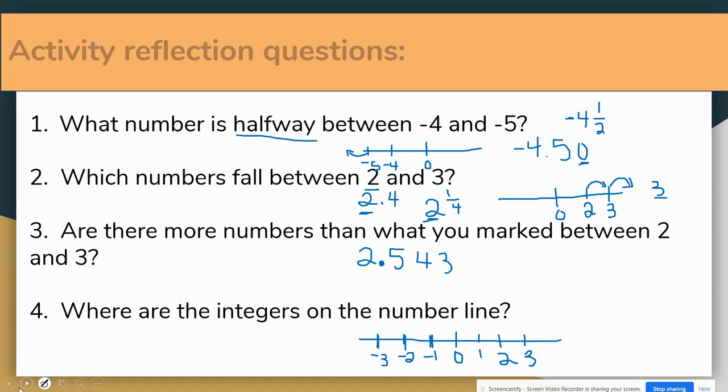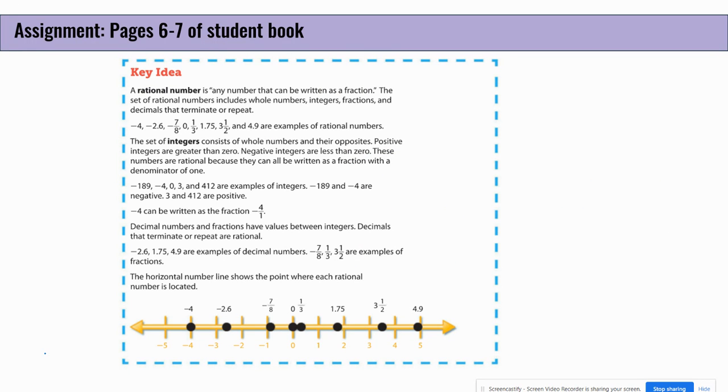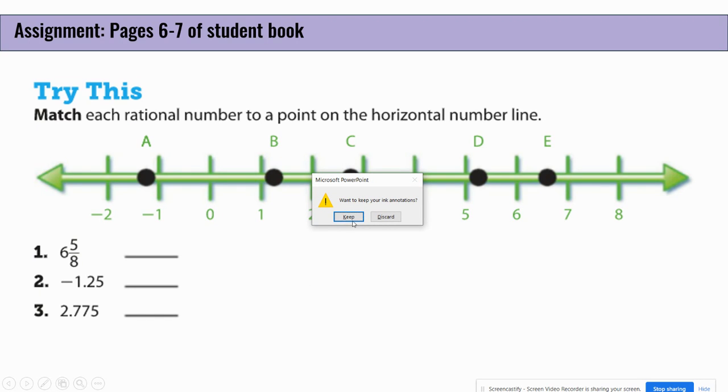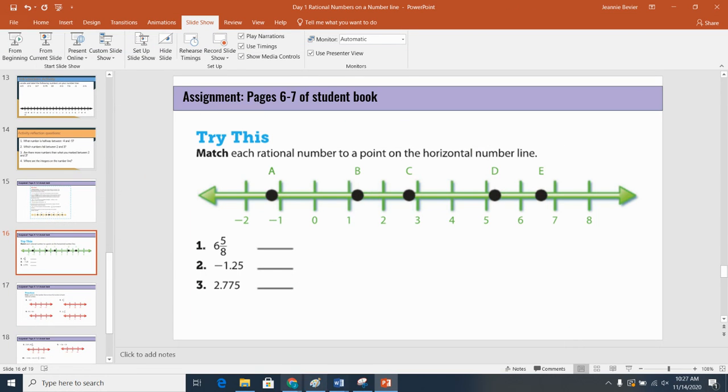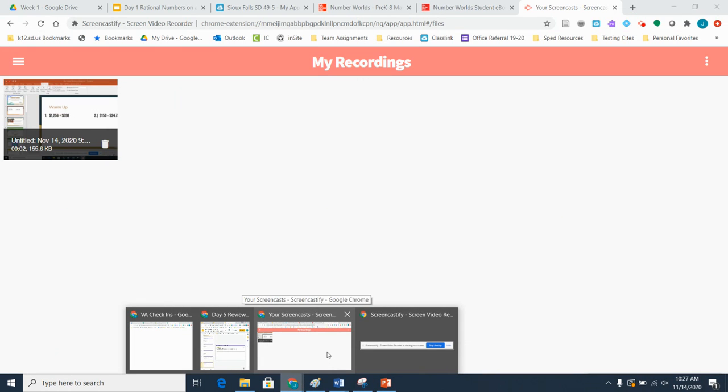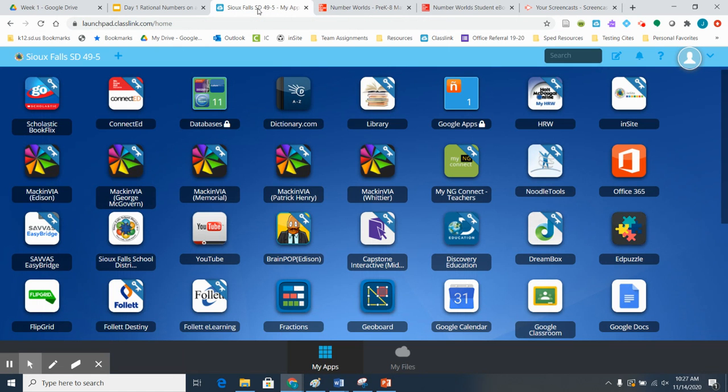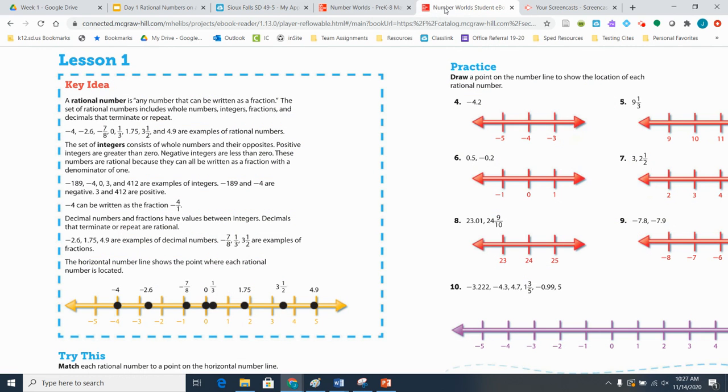Okay, so what's next is you are going to go ahead and log in to ClassLink. And then, let me show you what to click on. I don't want to stop sharing. So if you forgot, after clicking ClassLink, you're going to click Connect Ed, and your assignments should pop up. Today's assignment is going to be to complete pages 6 and 7.